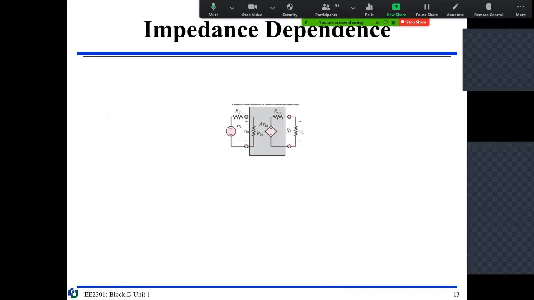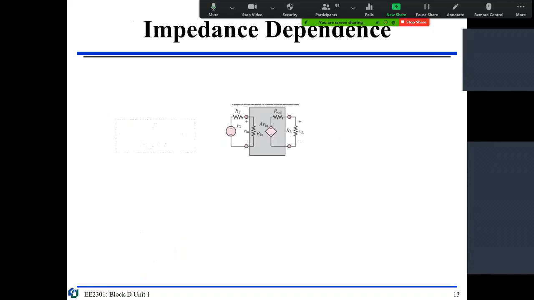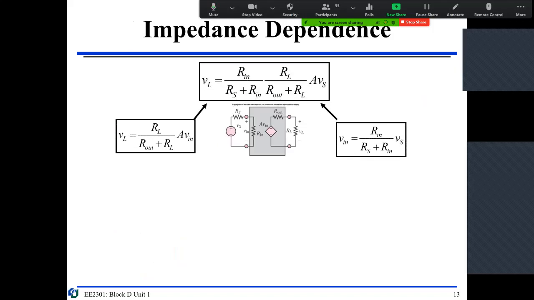Clearly you can put a V in here, okay? Then we can establish this relationship, right? So this is what we are doing. With the input side and output side put together, you get this. Basically you have the input divider, the output divider, and A.